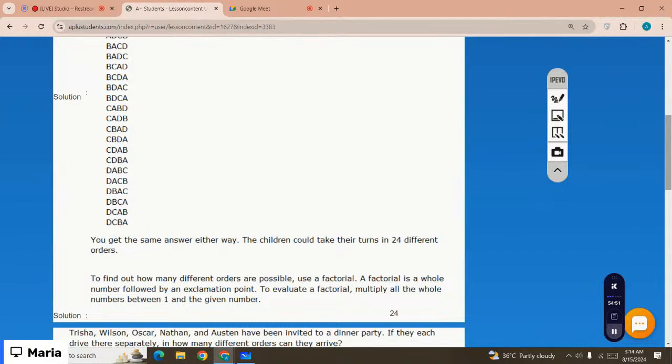This is basically the concept of calculating different possible orders. You have to calculate the factorial. Let's just start with the test questions.